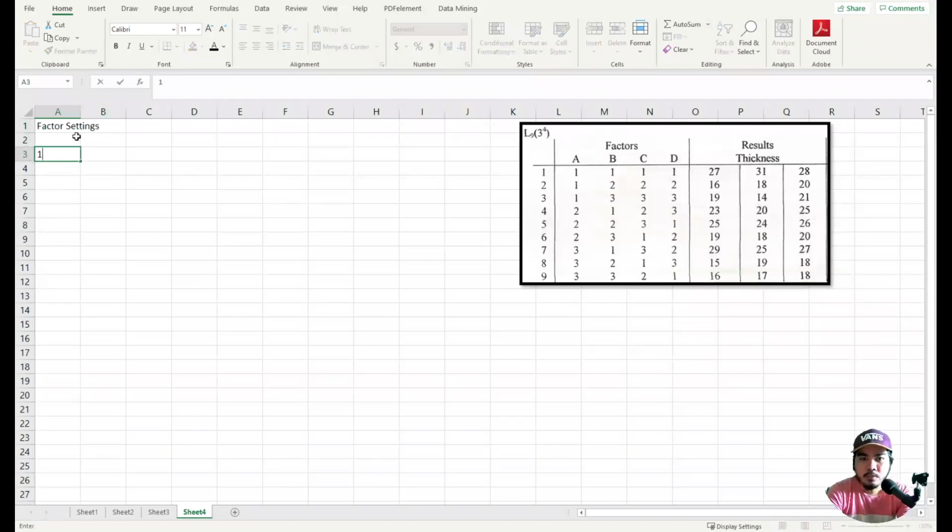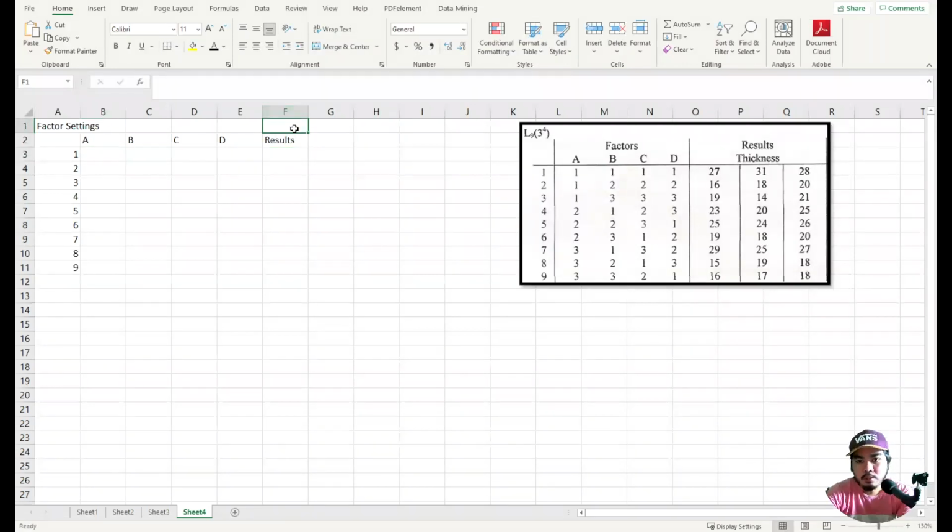So we have 1 to 9. Fill series. We're still missing one, 9. Then we have A, B, C, and D. And we have our results, which has 3 replicates. Let's just label them as R1, R2, and R3.